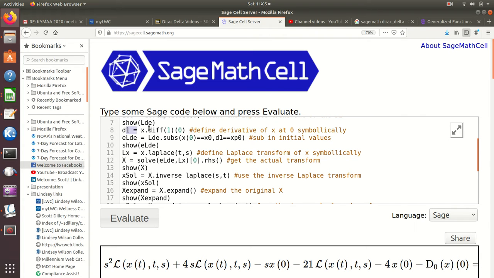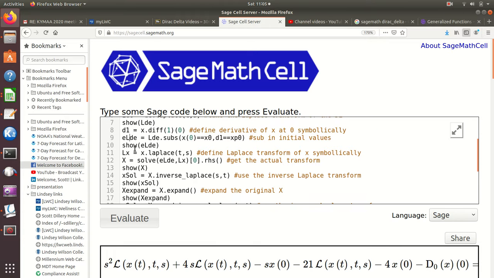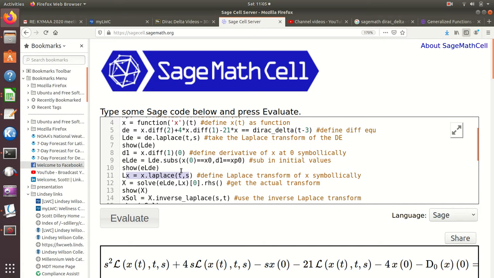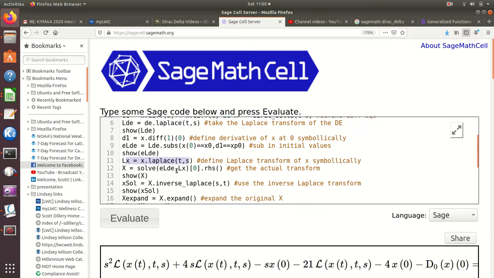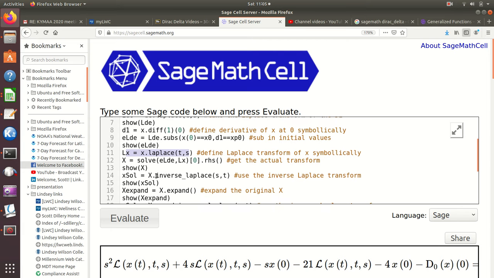I defined the derivative and so forth again, so I could do that substitution for the initial values, showed that. Here I take the Laplace transform of x, and so that was my differential equation with the substitutions in.